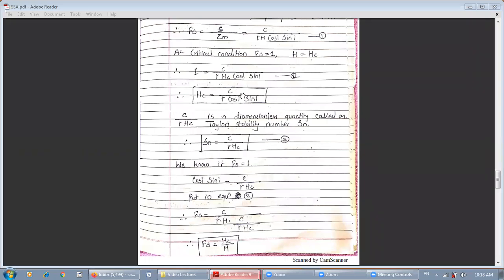So from this particular infinite slope in purely cohesive soil, we got to know the three equations. First one is the factor of safety, Fs is equals to, our main equation, shear strength divided by mobilized shear stress, and for purely cohesive soil it is C divided by gamma H cos i sin i, where gamma is the unit weight, C is the cohesion, H is the height.